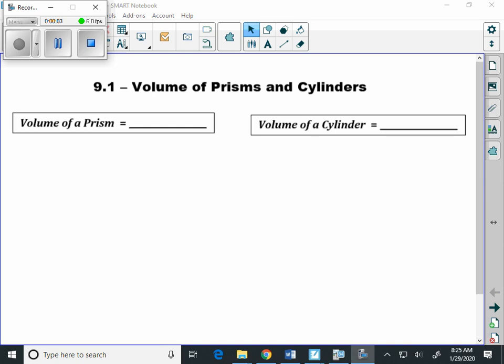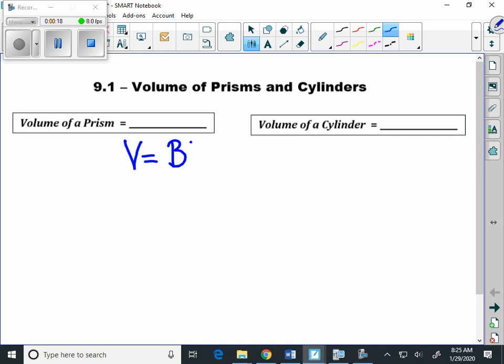So we're going to talk about volume of prisms and cylinders. And first of all, we're going to use our green paper to find the equation for the volume of a prism. And if we look at our green paper, it says that the volume equals big B times H. Big B means area of the base.